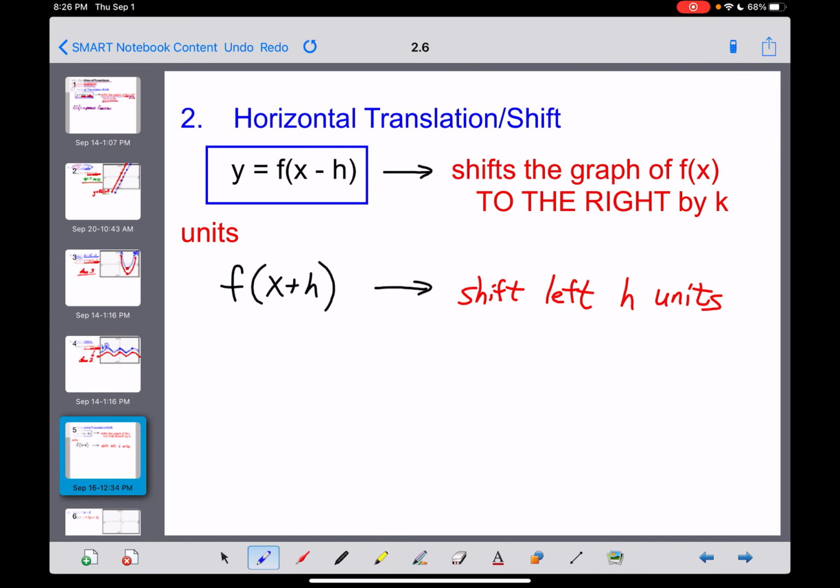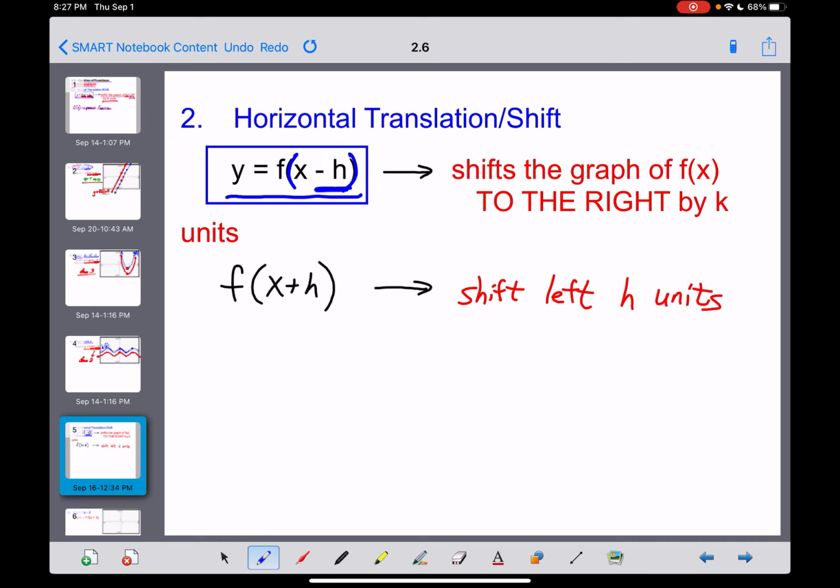And this one shows up a little bit different right here. This one looks like this. And you'll notice the difference between what we just did a moment ago and what we're doing now. Now there's a number added or subtracted, but it is inside the parentheses. It is directly acting on the x.